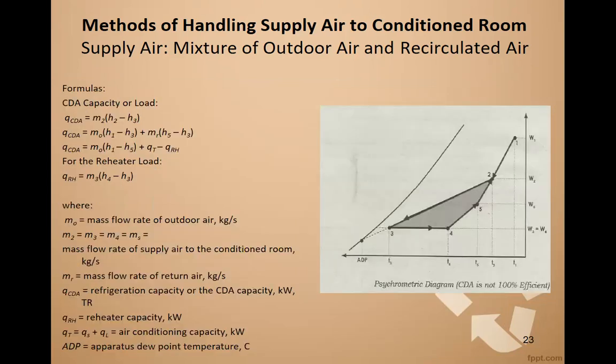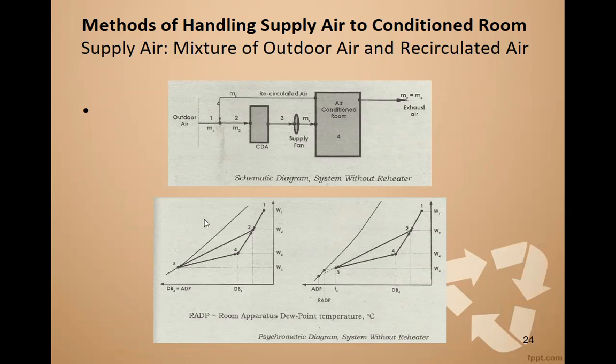So ito may reheater. So ito naman, kinakonsider natin ngayon is yung walang reheat. So ito lang yan. Ito yung 100%. Yung CDA mo. Yan. Diba? 1, 2, 3, 4, so 4 to 1 is return ulit. So yan, this is the room adiabatic dew point temperature, RADP. Ito naman apparatus dew point ng cooling coil yung CDA. Ito naman yung sa room. Kasi itong 3 to 4 mo is yung state conditions mo doon sa room.